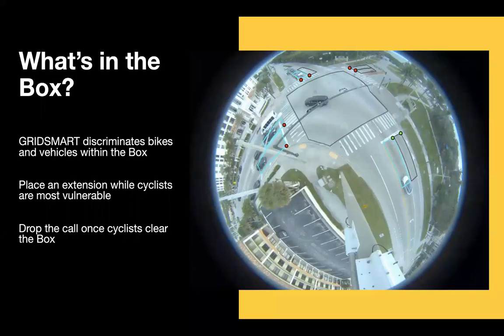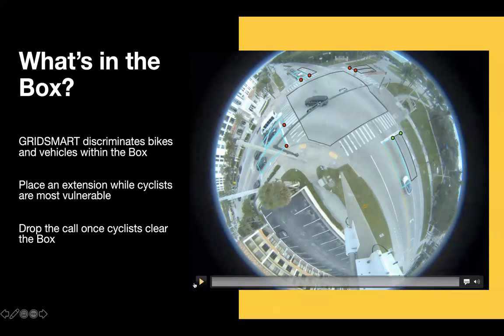We're going to start with talking about the box. So in 19.3, we released the box, which is a mechanism for discriminating bikes and vehicles within the center of the intersection, or the box. What the box allows you to do is to place green extensions while cyclists are at their most vulnerable. By doing this, we believe we're being most safe and most efficient of all detection systems, because we're able to track vehicles as they move through the intersection.